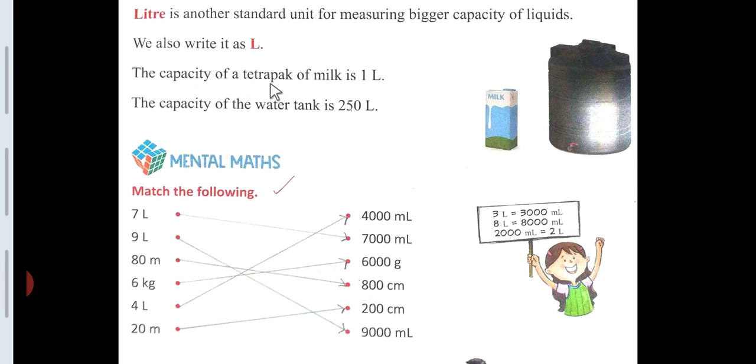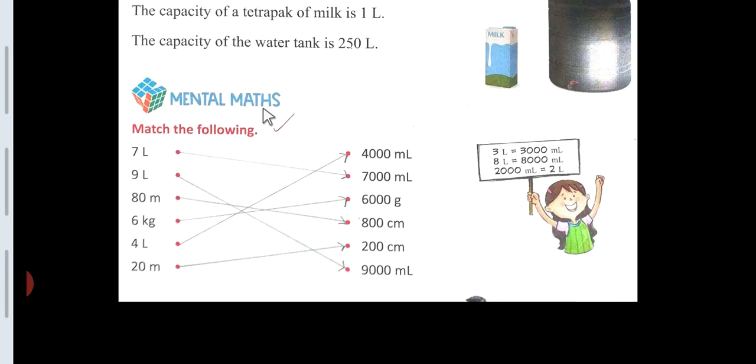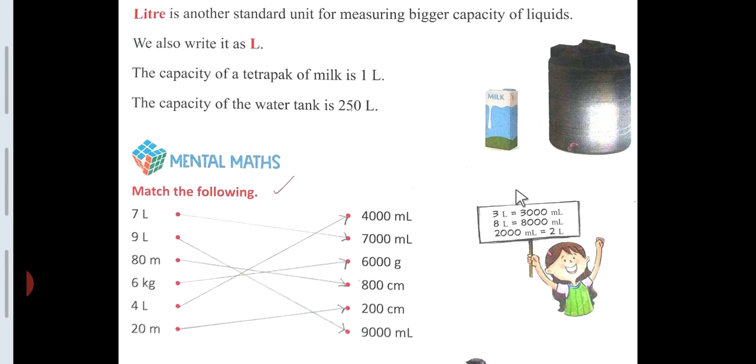The capacity of a Tetra Pak of milk is 1 liter. You can see here the Tetra Pak is 1 liter, and the capacity of the water tank is 250 liters. Now please see here, the girl is holding one banner. 3 liters is 3000 milliliters. 8 liters is 8000 milliliters. 2000 milliliters is 2 liters. 7 liters is equal to 7000 milliliters. 9 liters is 9000 milliliters.